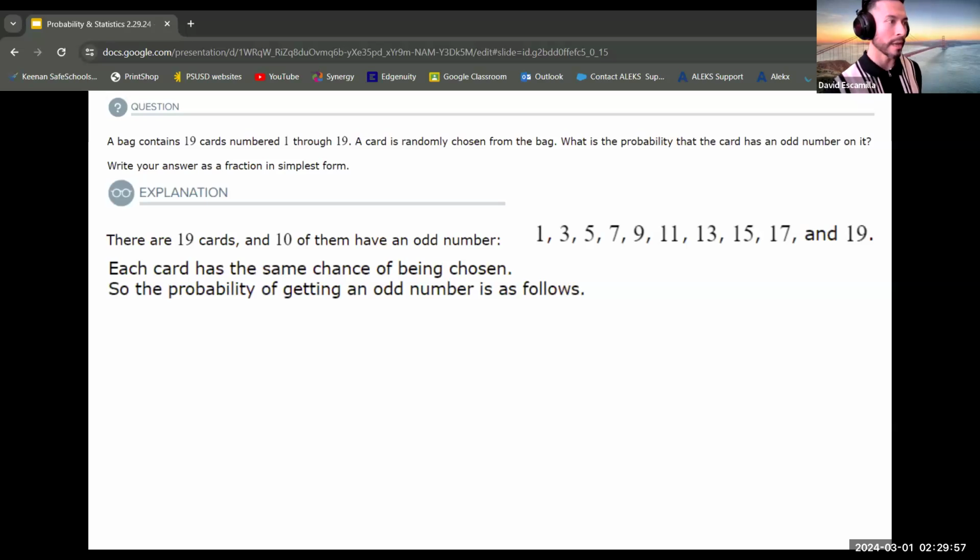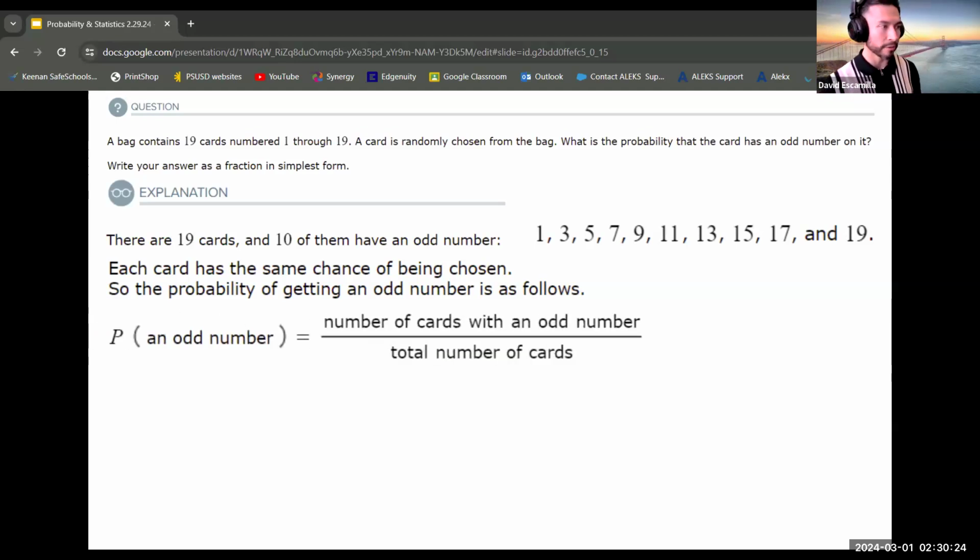Each card has the same chance of being chosen. This is what probability is like. We analyze the probability of an event to happen. So the probability of choosing 1 is 1 divided by 19. The probability of choosing the number 13 is 1 divided by 19. But that's not the question that they asked, so we have to keep looking.